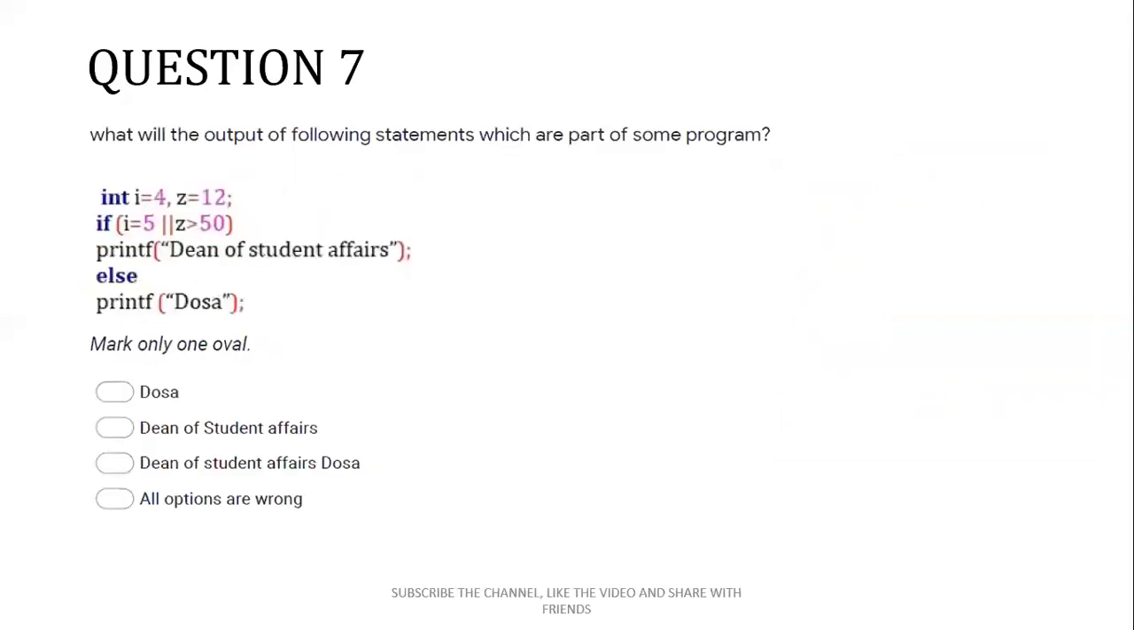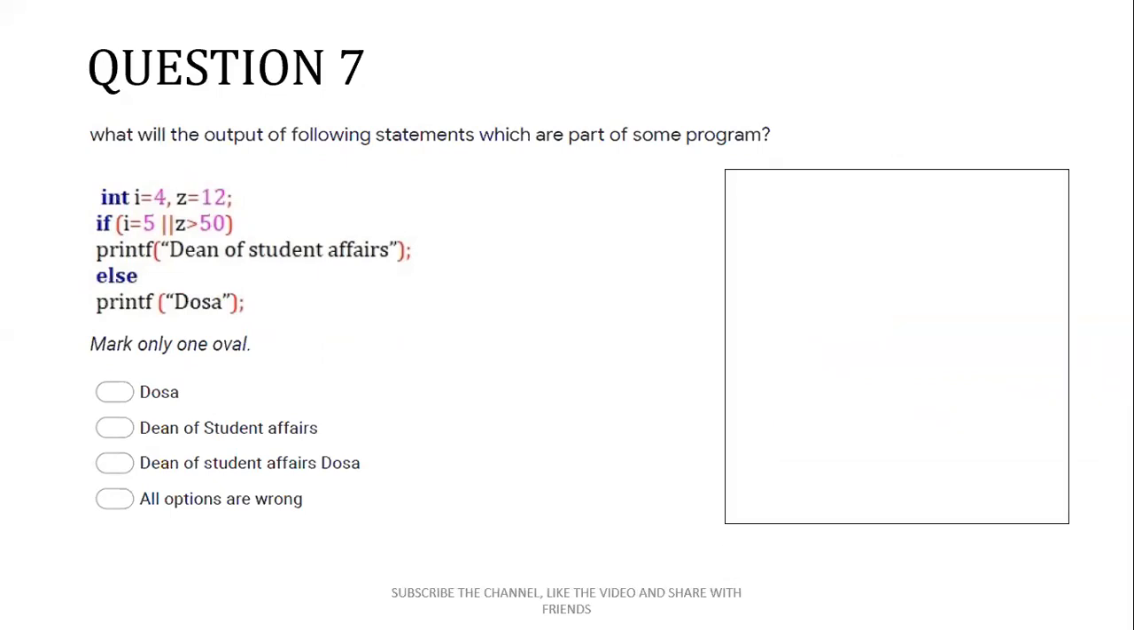What will be the output of the following statement? So we can discuss the logic. Here you can see you have two variables I and Z. I has value 4, Z has value 12. So we will start with evaluating this expression. You can say if I equal to 5, logical or Z greater than 50. So inside the if you have an expression, so we will traverse the expression from left to right. So the first operator is the assignment operator, the left operand is I, the right operand is the complete right hand side, because all others have greater priority than assignment.